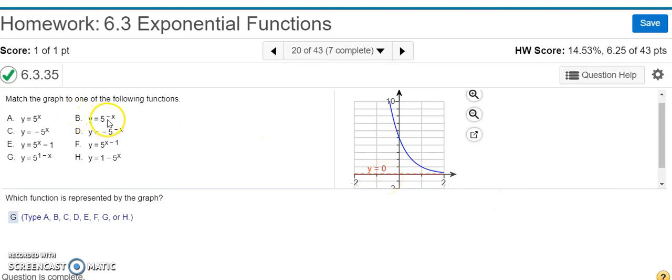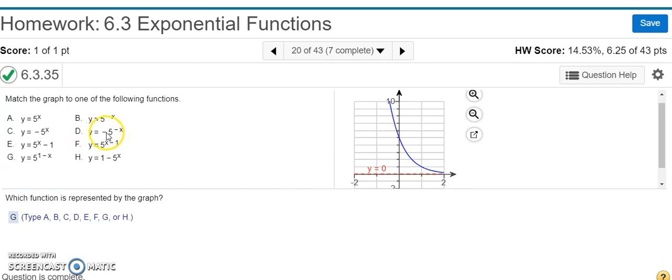Okay, B is only reflected across the y-axis and it doesn't have any shift up or down. So even though our base is 5, by looking at B, we would still expect to get that original point that crosses at 0, 1 because it's not moved up or down or left or right. So this graph would not be answer choice B. We look at answer choice D. D also doesn't move left or right or up or down.